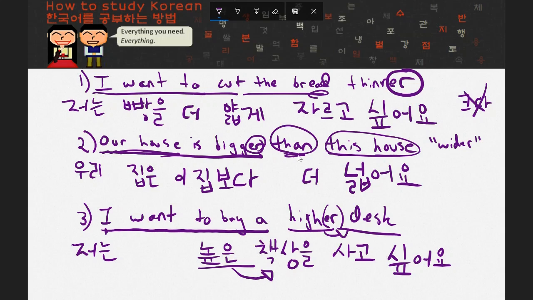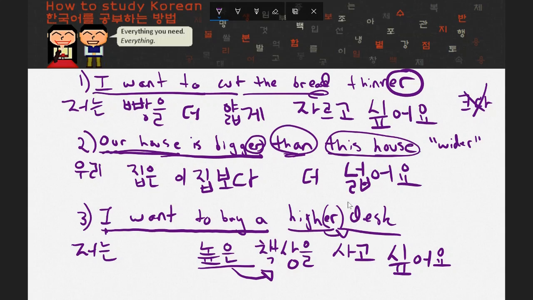Now, as we saw in the first and second sentence, you can't really add anything to the adjective directly, even though in English that's what you do. You say thinner, bigger, wider, higher, heavier, lighter, and all that stuff. But in Korean, really what you're doing is you're saying, I want to buy a more high desk. And again, that's not the best way to say it in English, but in Korean, that's what they do.